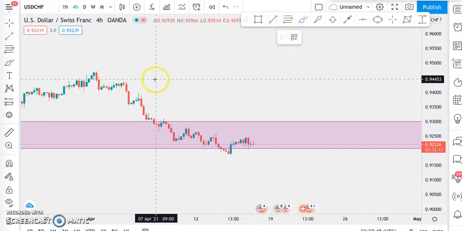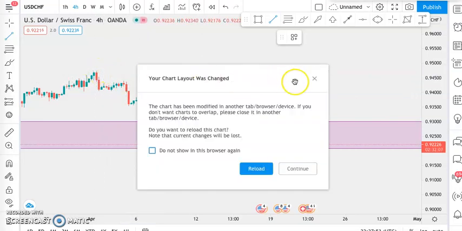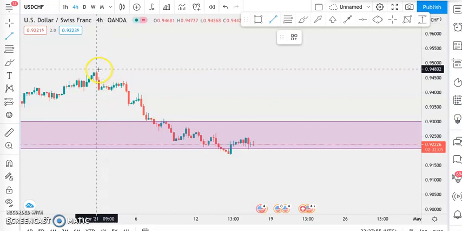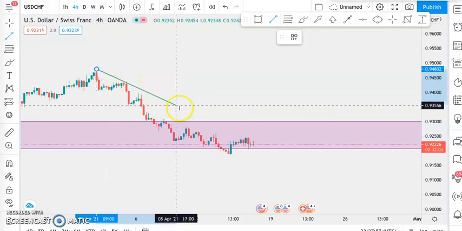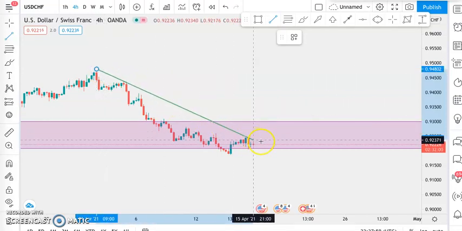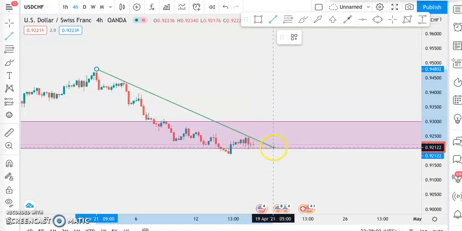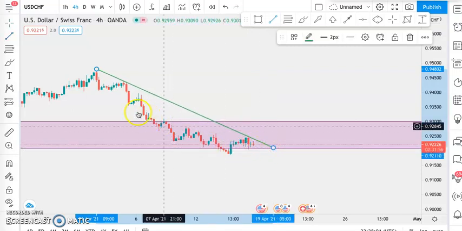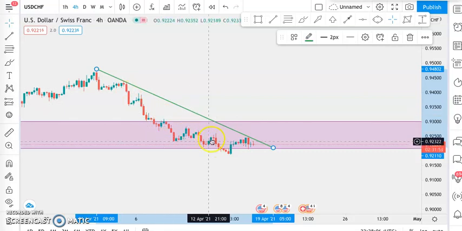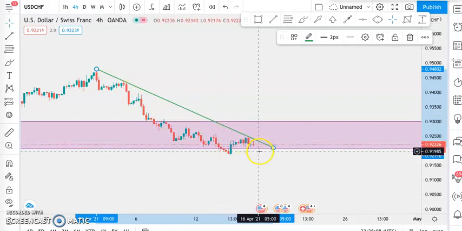Now, to know when the market has started creating this bullish pattern, we can draw a counter trend line here like this, and you can see clearly that the market is still below this trend line.